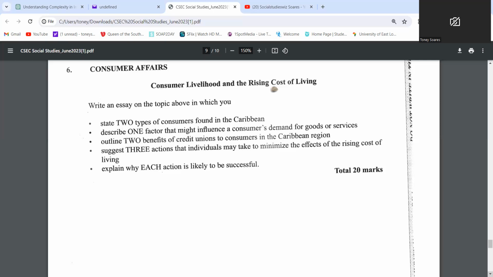Next, it says suggest three actions that individuals may take to minimize the effects of the rising cost of living, and then you explain why each action is likely to be successful. All right. An action an individual can take is having a budget, right? A budget tells you how much money you have and how much you spend. This is likely to be successful because when you have a budget, you can plan properly how you're going to spend the money that you have, and you can eliminate waste. It also helps you not to overspend so you can save.